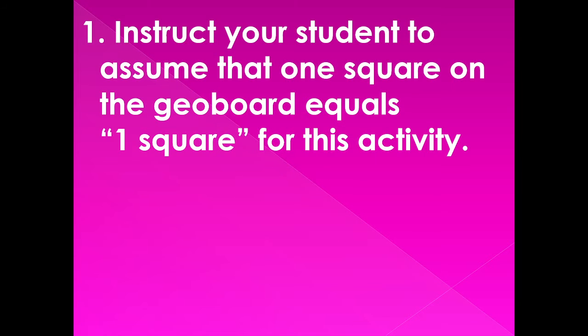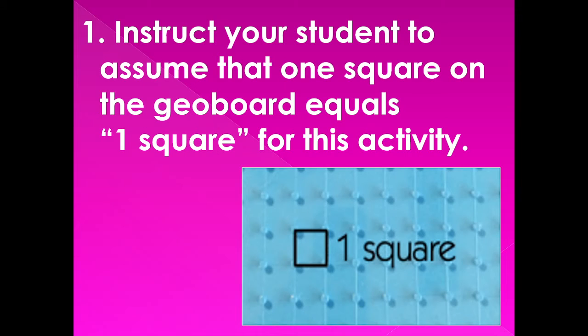So, example. Instruct your student to assume that 1 square on the JO board equals 1 square for this activity. Again, 1 square on the JO board equals 1 square. That's 1 square area for this activity. So we have here 1 square, so the area is 1 square unit.